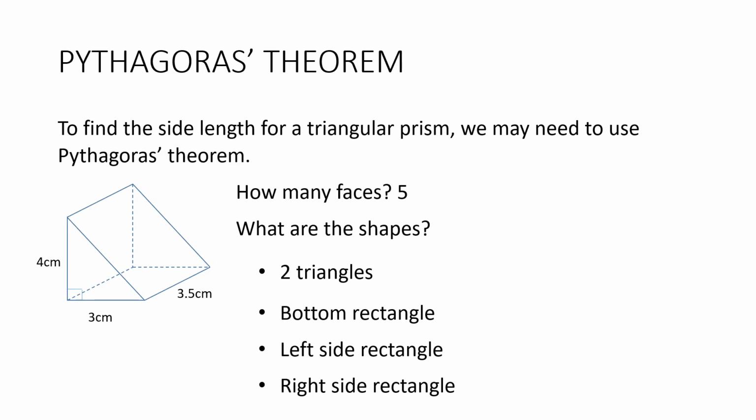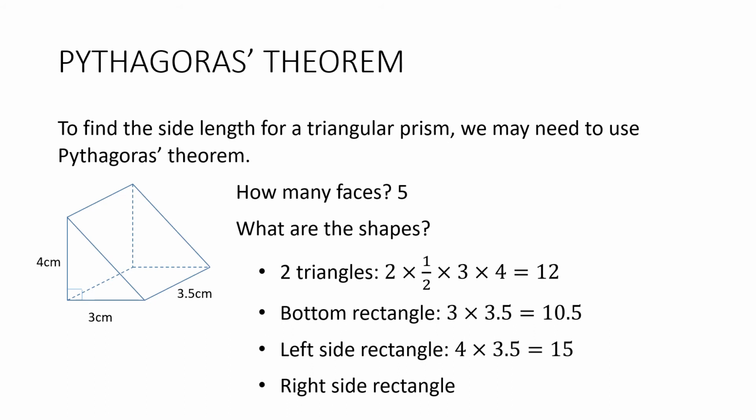Start with the triangles. Area of a triangle is a half times the base times the height, and we have 2 of them. So that's 2 times a half times 3 times 4, which is 12 centimeters squared. The bottom rectangle is 3 times 3.5, which gives us 10.5 centimeters squared. The left-hand side is 4 times 3.5, which is 15 centimeters squared. And then finally the right side is going to be 3.5 times, don't know. But that's okay, we can use Pythagoras' theorem to work out that edge length.